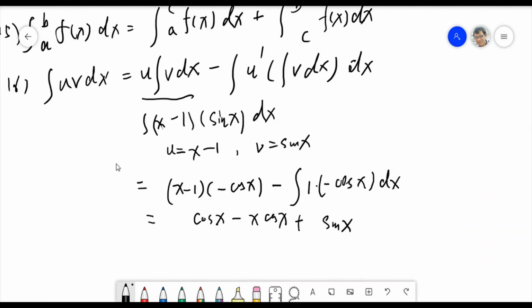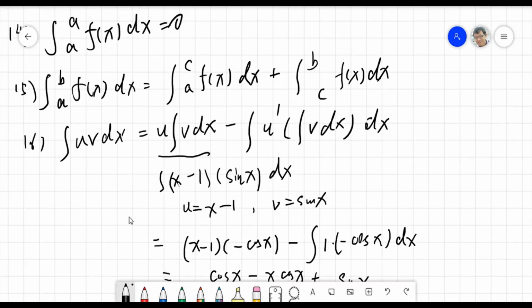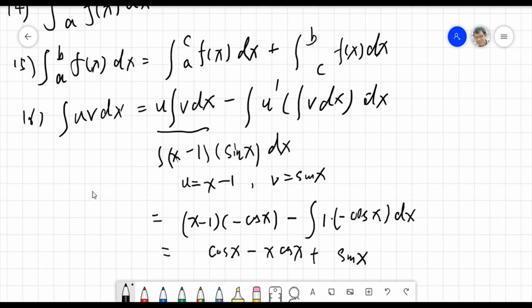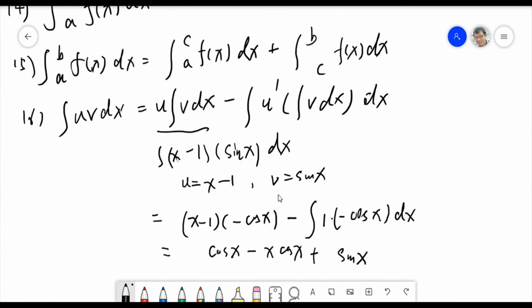So think about that. If we don't know this formula of partial integration, this one is very hard. Yeah, it's very hard to solve.